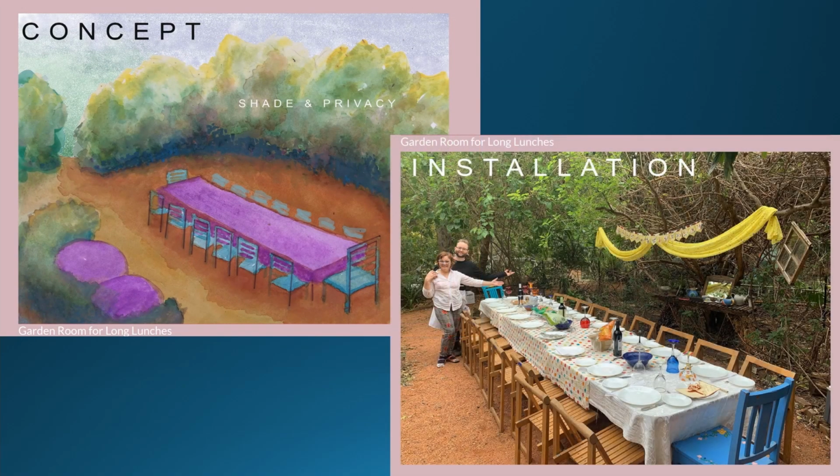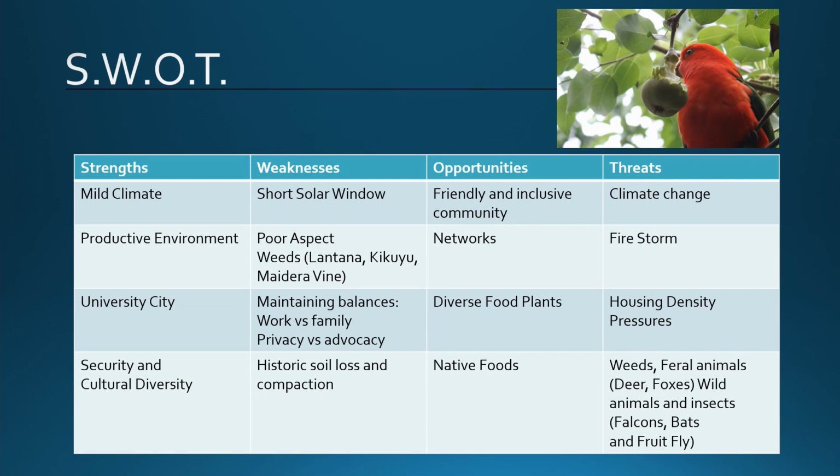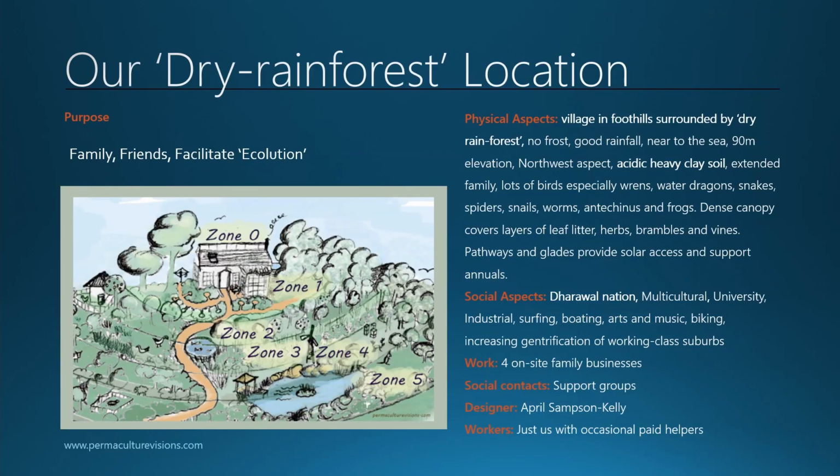Before we get into the strategies and show you how we achieved this, I want to take you through some background on the site. Here's a quick SWOT analysis of the site. As the site has become more mature, the strengths have increased. We've learnt to manage the weaknesses, and the opportunities are becoming more diverse, but the threats of climate change and firestorm and housing density pressures will keep increasing. But it's good to be realistic about what we can actually achieve in terms of diversity on one small site.